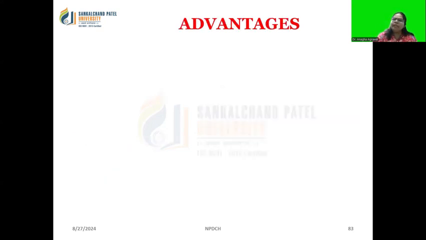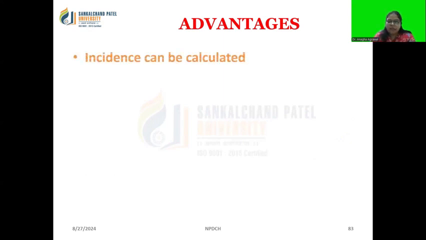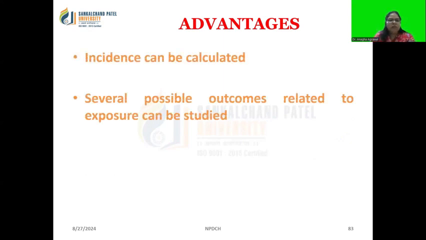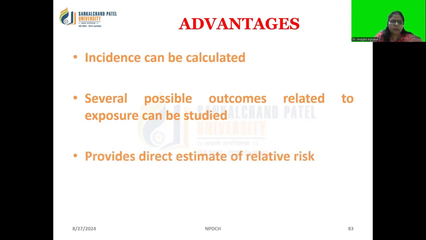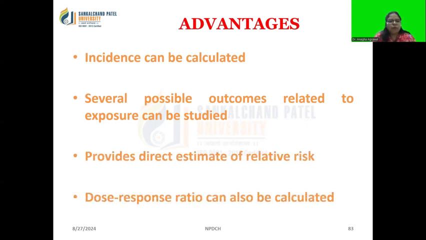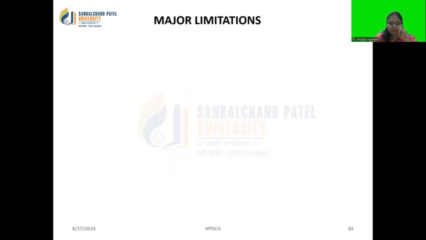So what are the advantages of cohort study over a case control study? Incidence can be calculated. Several possible outcomes related to exposure can be studied. So once you follow up, you may even have more outcomes because of that particular risk factor, how many diseases that particular risk factor can cause. It provides a direct estimate of relative risk, and dose response ratio can also be calculated. So how much dose of that particular risk factor is needed to develop that amount of disease.